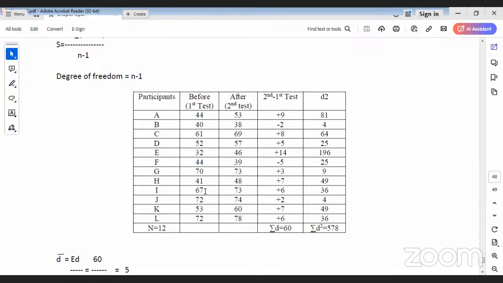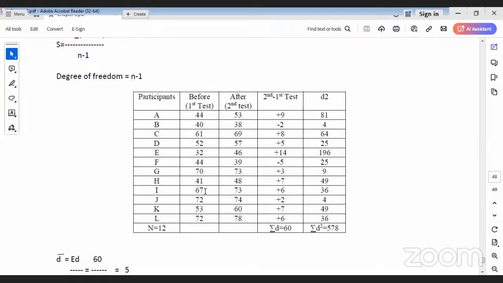Okay. See, I'm repeating once again. Second test minus first test. 53 minus 44, plus 9. 38 minus 40, minus 2. 69 minus 61, that is plus 8. 57 minus 52, plus 5. Okay. 46 minus 32, plus 14. Next, 39 minus 44, minus 5.